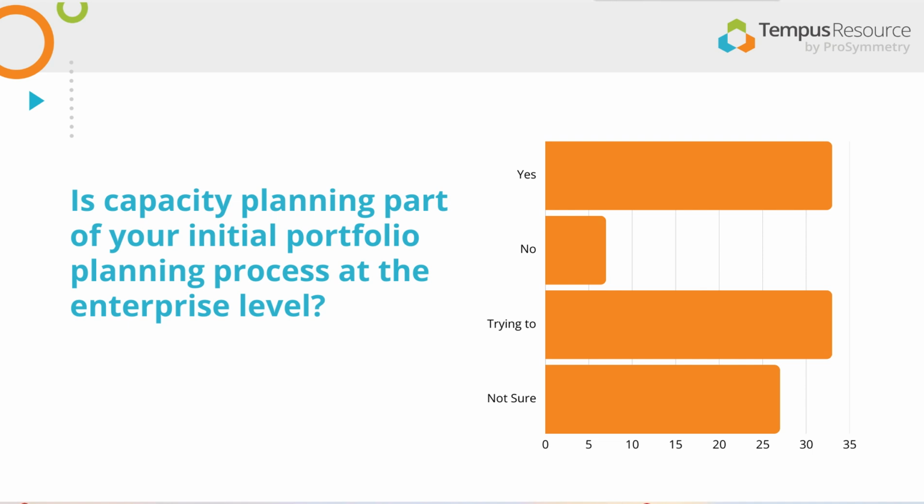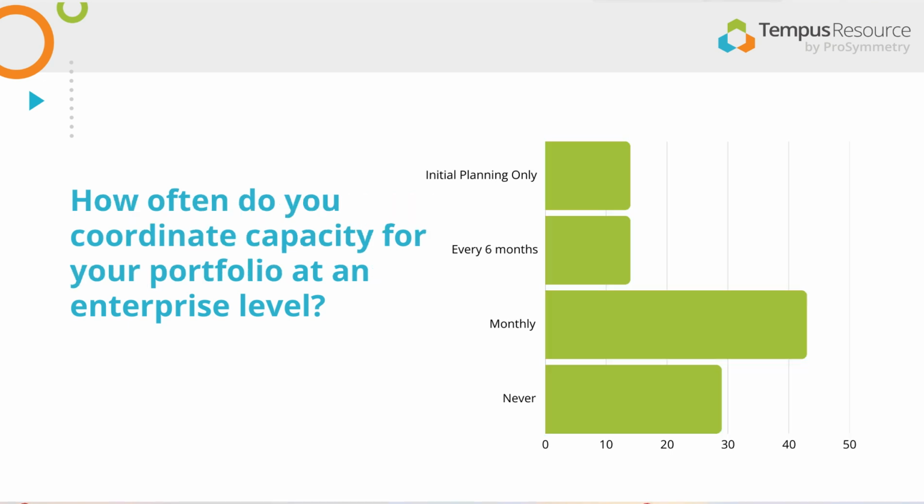And we have one more for you today. And this is going to be, how often do you continue to coordinate capacity for your portfolio at the enterprise level? So, for those of you who said that you're trying or you're doing it, are you doing it only at the initial planning? Are you revisiting that capacity plan for your portfolio every 6 months, monthly, quarterly? Or not at all. So really interested to see this answer too.